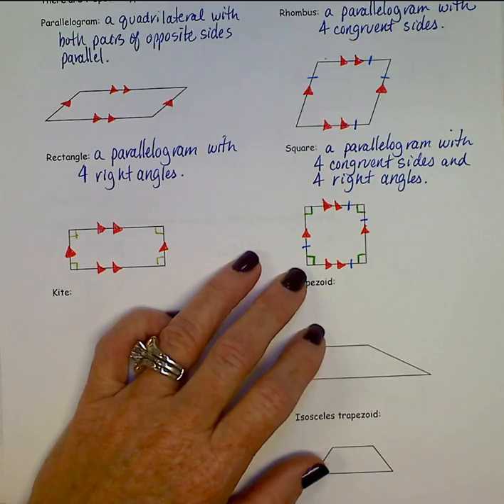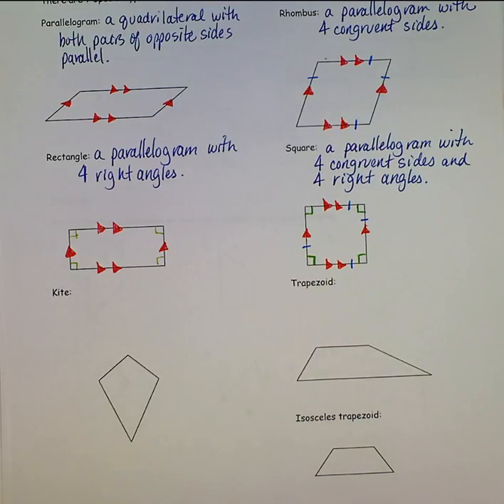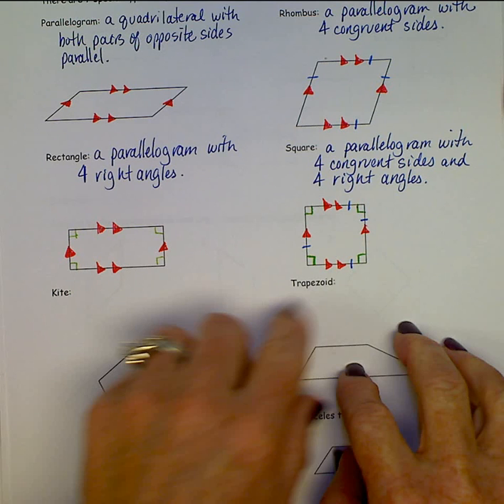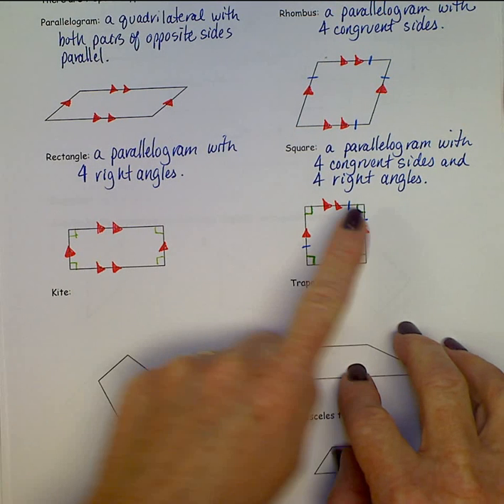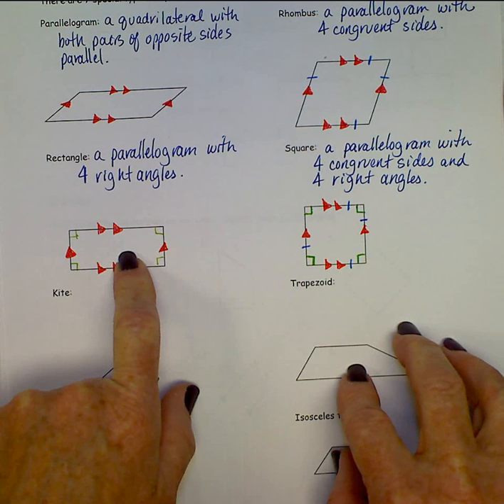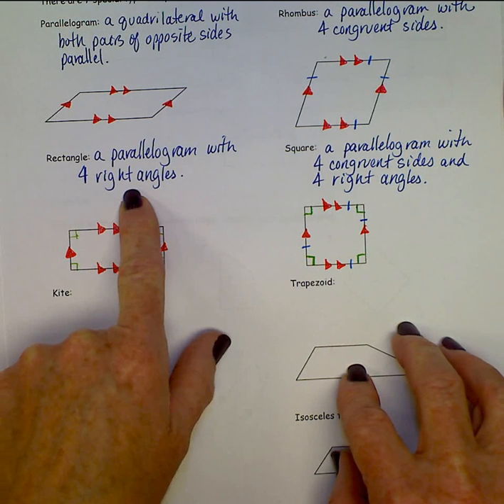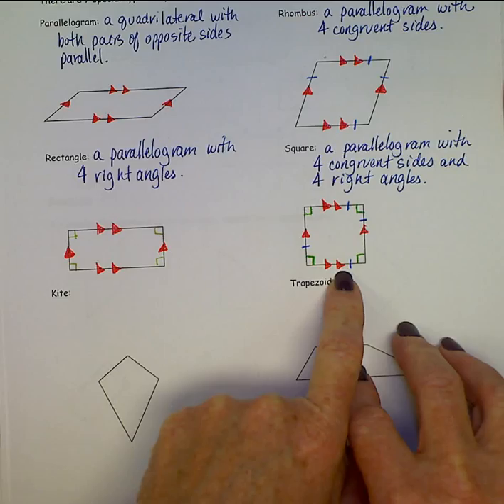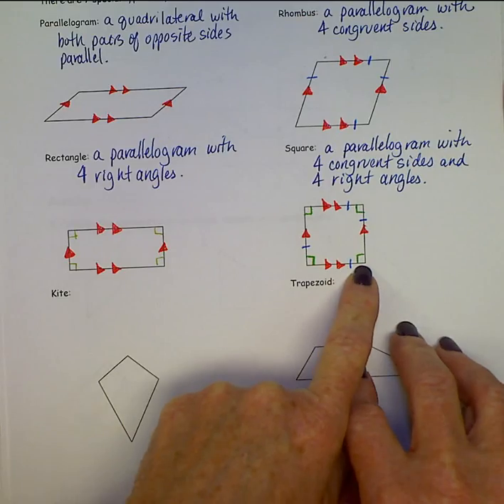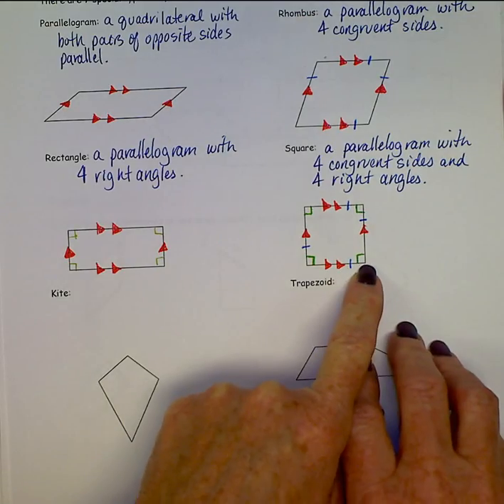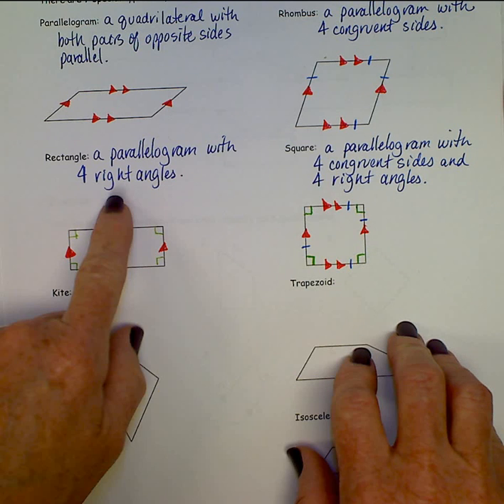And here's where sometimes it gets a little bit tough for you in geometry. You're used to thinking about your preschool stuff. A square is a special case of a rectangle. A rectangle only has to be a parallelogram with four right angles. A square is a parallelogram. It has four right angles. It happens to also have four congruent sides, but it has four right angles. So a square is a rectangle.